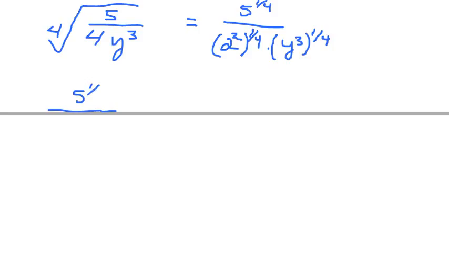So we have 5 to the 4th, okay, on top, and then 2 times a 4th is going to be a half, so that's just going to be left with 2 to the half. And then we're going to end up with 3 times a 4th, is y to the 3/4. It looks like y to the 3/4. Yeah.